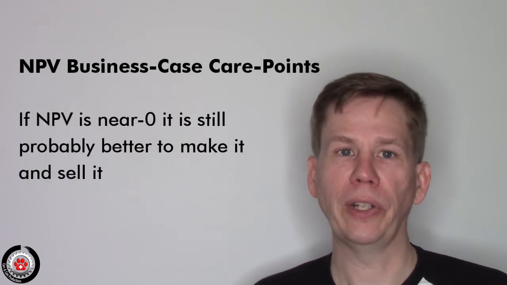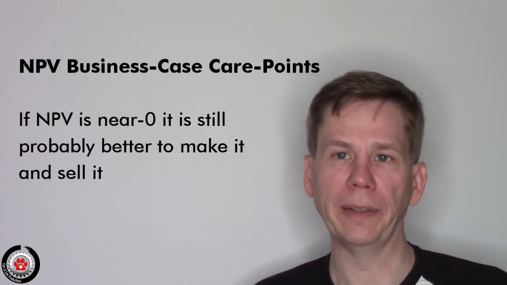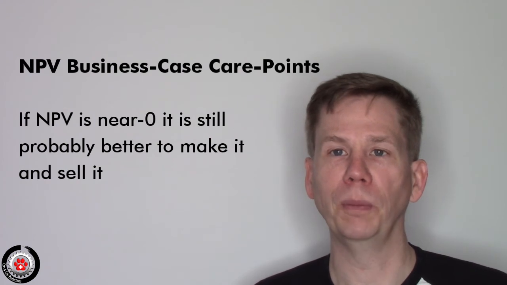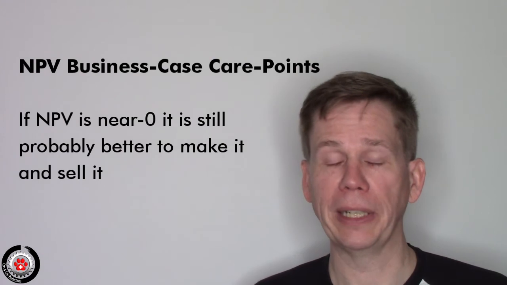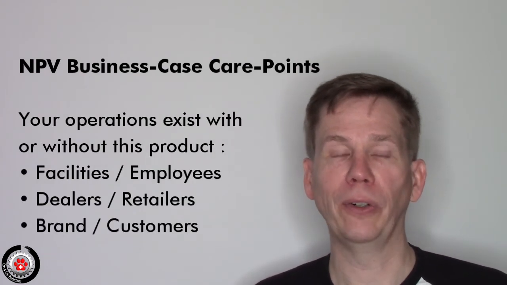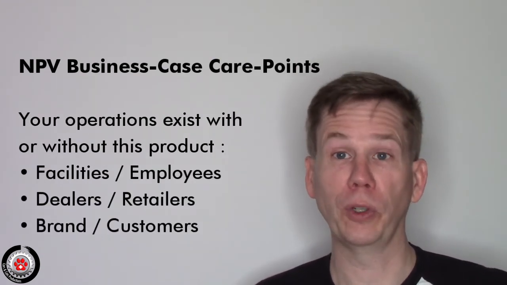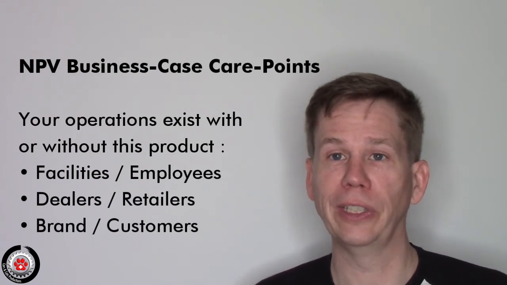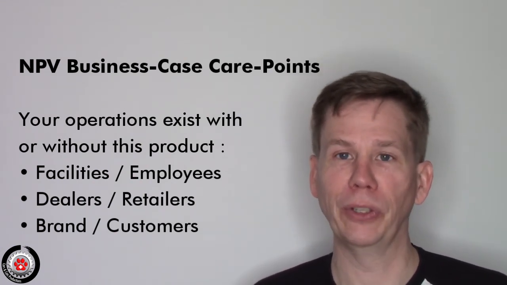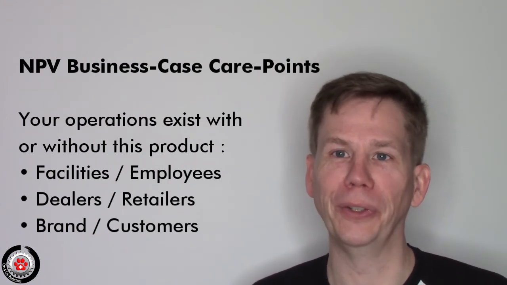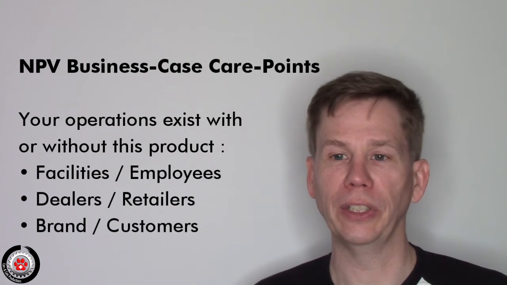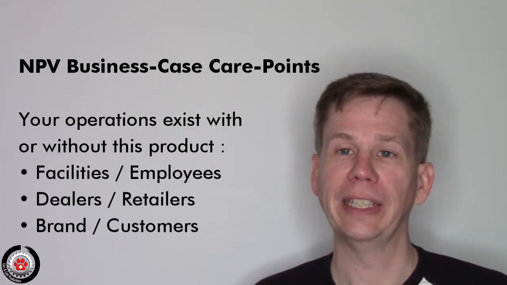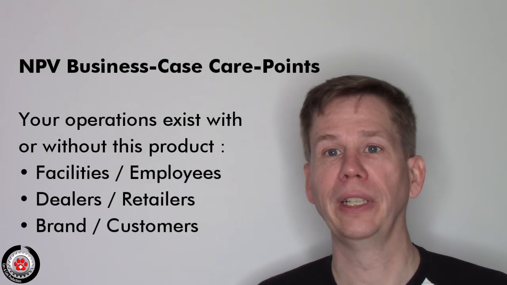Also, even if the NPV is really borderline, it's still probably better to make a product and get it out there. Because if you don't make that product, if you just put all that money in the bank, you're still paying all of your engineers and all of your marketing people, all your production staff, you still have the factories, you still have all the dealers, and they need something to do. If you don't have a better plan of what to do, you need to get something out there to put into your dealerships, into your retailers, to get out there with customers, to keep your brand alive, to keep everyone occupied, to keep everyone in jobs.